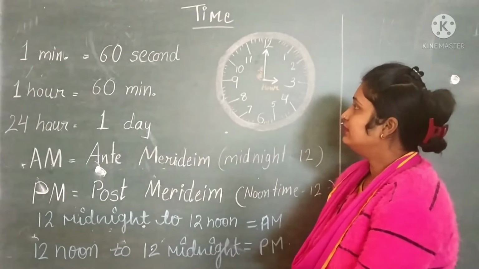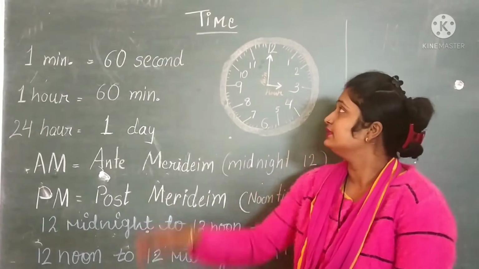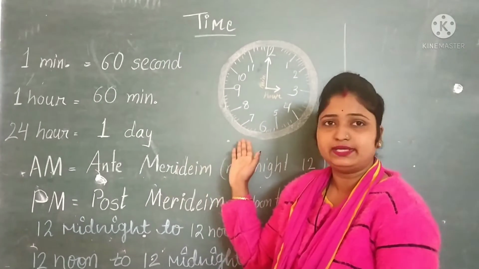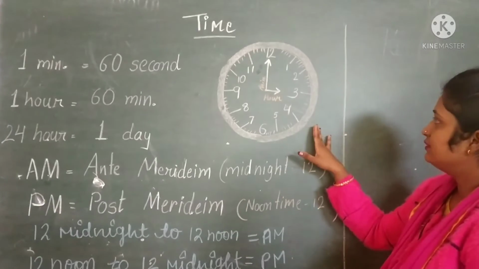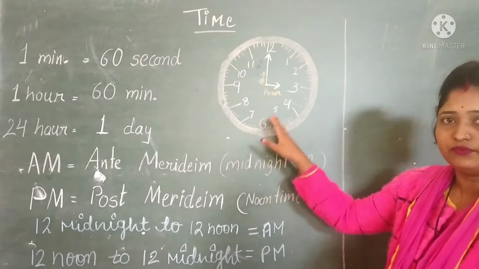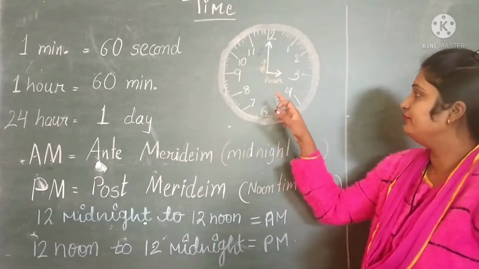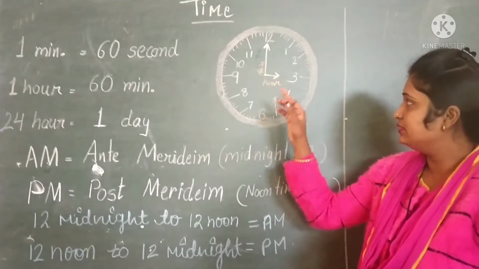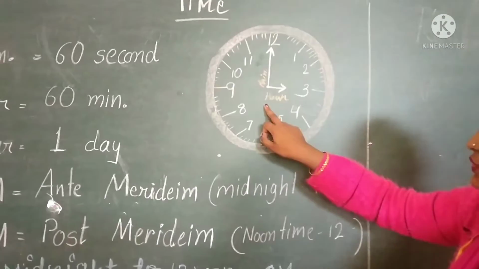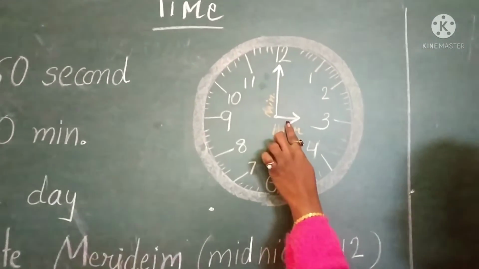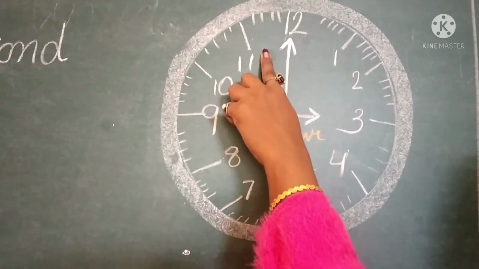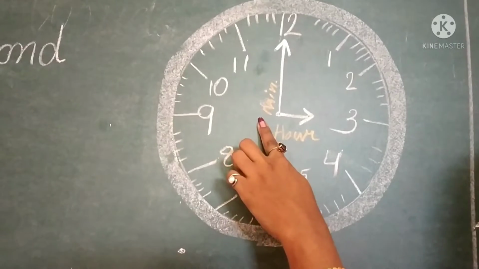I am back here. Today's topic is time. We all know about time, how to read time. It is a watch. We have a 12 hour watch. At our home, we already see a clock this time. So, see, the short hand always shows hours and the long hand always shows minutes.